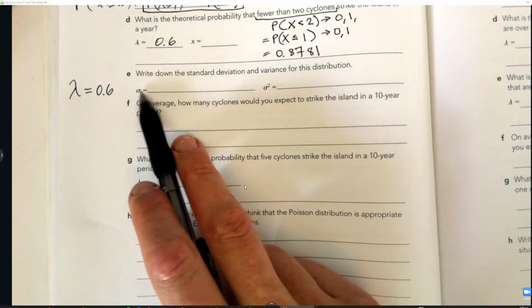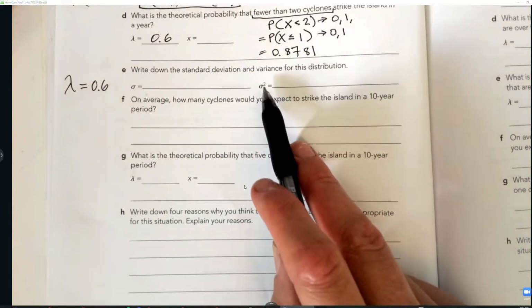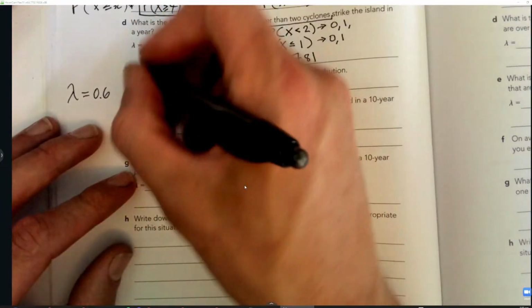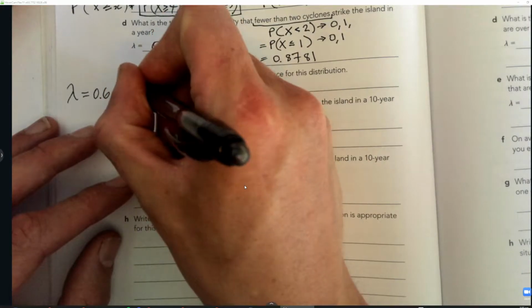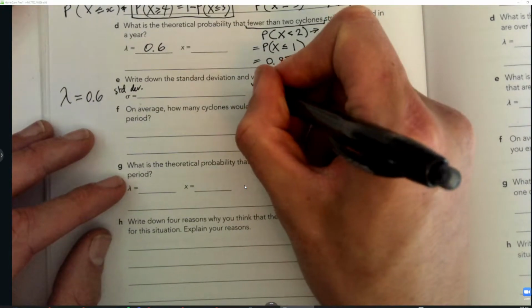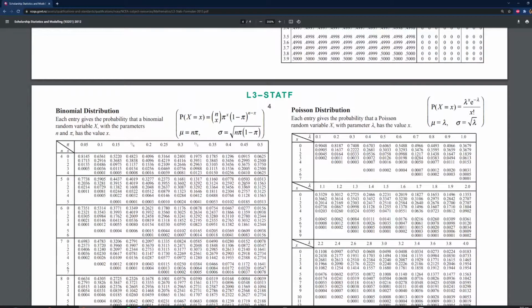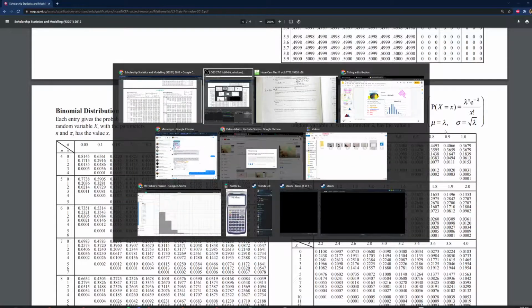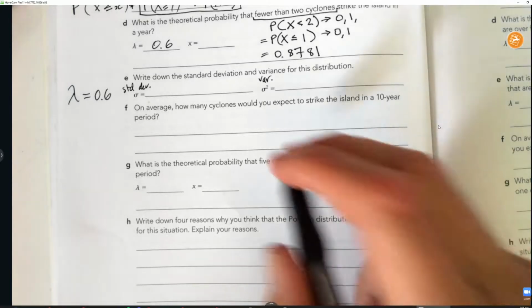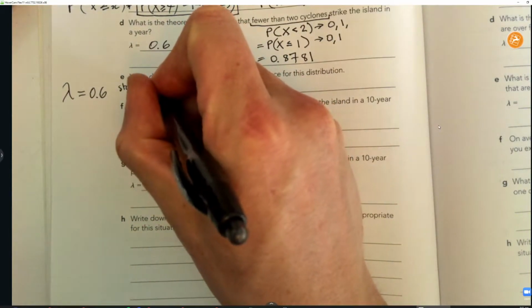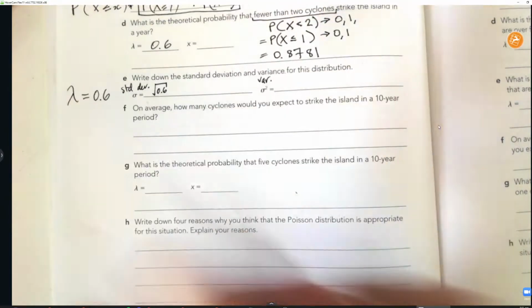So to work out this, which is standard deviation, sigma, or sigma squared, which is variance, I might write that down here. Stand dev and var. Alright, to work these out, you can actually just go to your formula sheet. In the formula sheet that you will be given during the exam, it says here that the mean is lambda and the standard deviation is the square root of lambda.